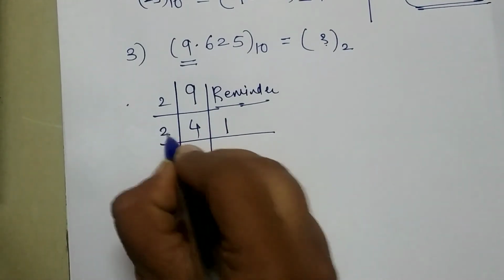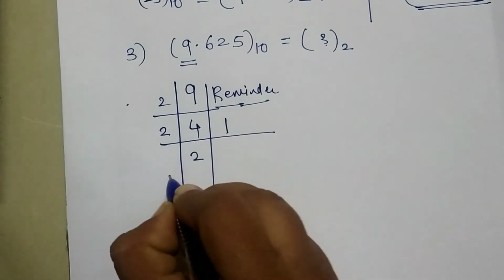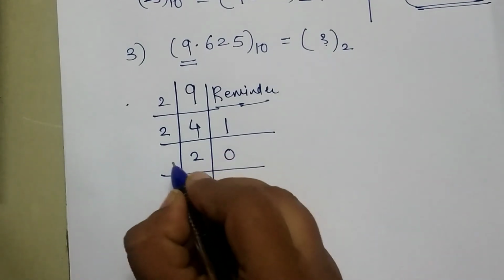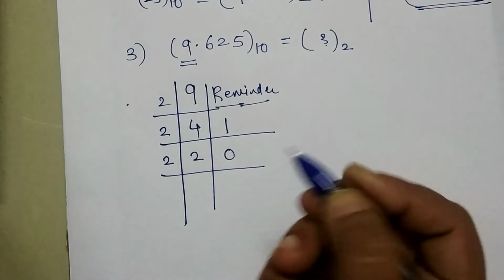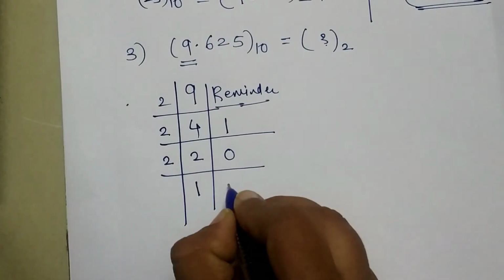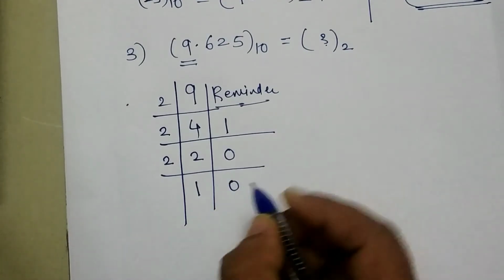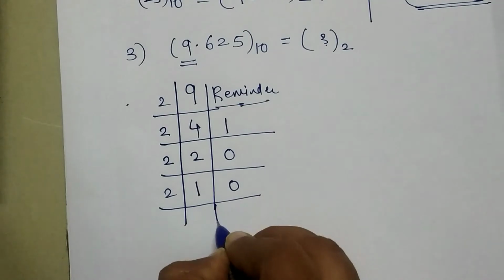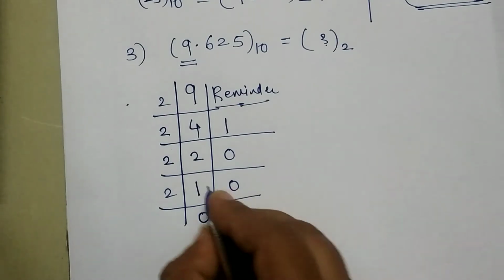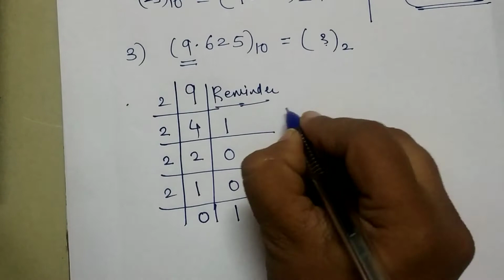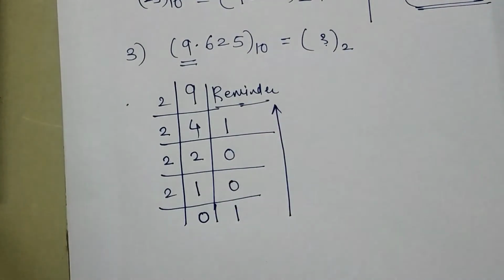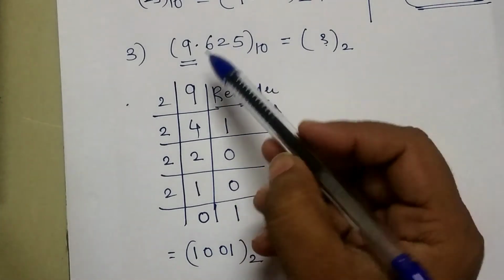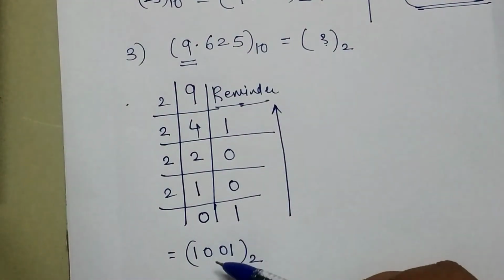Again divide this 4 by 2. The quotient is 2. Remainder is 0. If we again divide 2 by 2, the quotient is 1, remainder is 0. As this 1 is not divisible by 2, we will write 0 here. This 1 will transfer here. So consider the remainders in the reverse direction. What is the answer? The answer is 1001 to the base 2. This is one part. We have converted this 9 into an equivalent binary number.